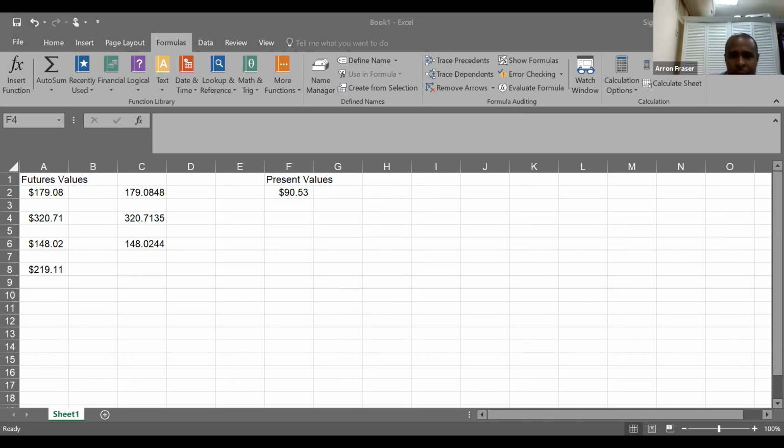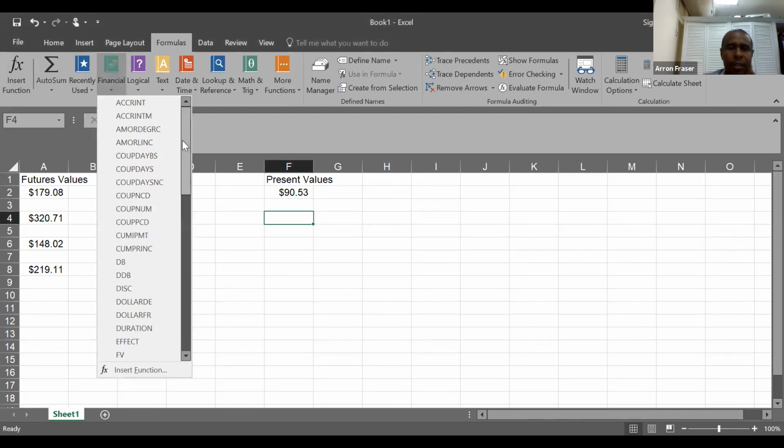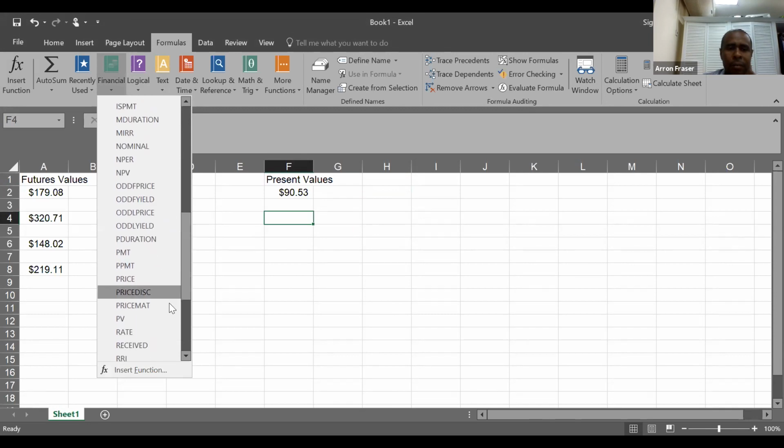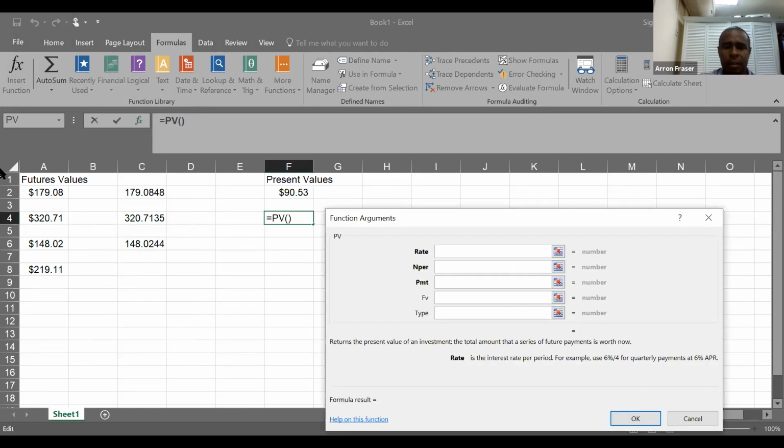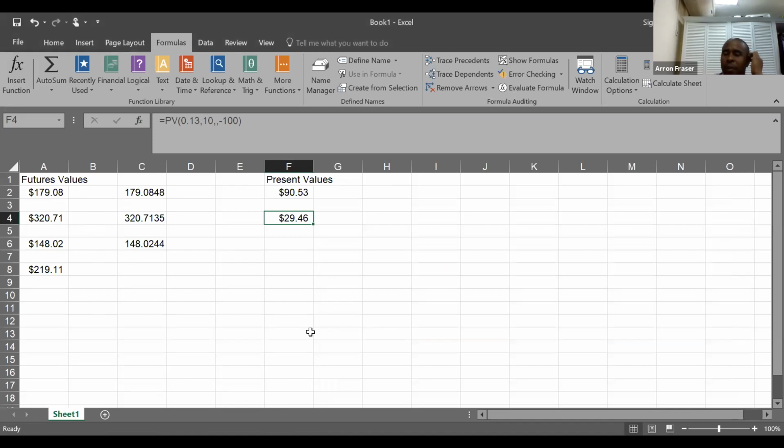We go to the next one. So this is the same $100 discounted at 13%, 10 years. So 13% for 10 years. Financial, PV. So it's 13%, 10 years, and $100. So I'll give you 29.46, sorry.